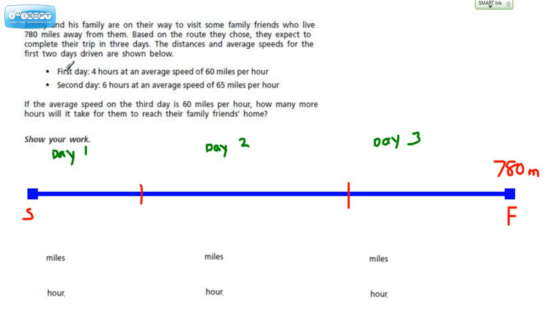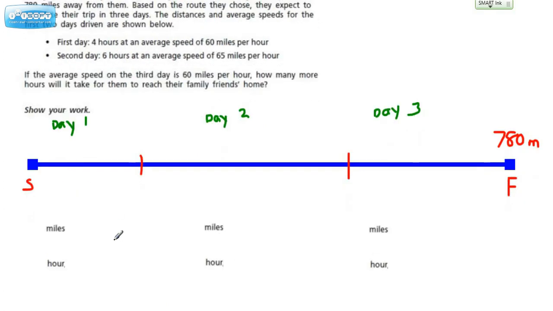All right, so day 1, that's this day right here. We're going to go for 4 hours at an average speed of 60 miles per hour. Now we really need to figure out how many miles we're going, right? So the way we're going to figure that out is we're going to set up a proportion. 60 miles per hour, let's put that here, 60 miles, that's for 1 hour, and they were traveling for 4 hours, so we need to figure out how many miles that is. We need to figure out this value right here.